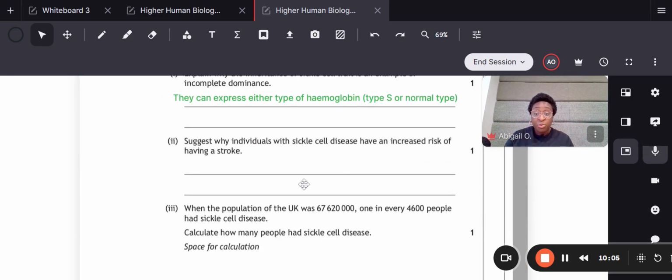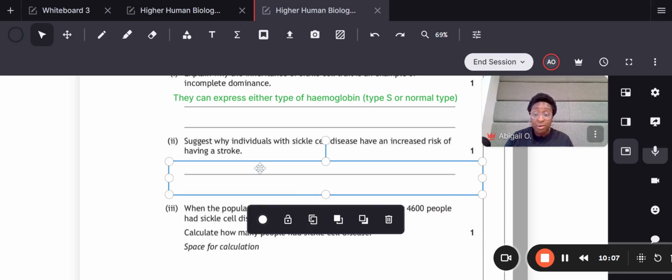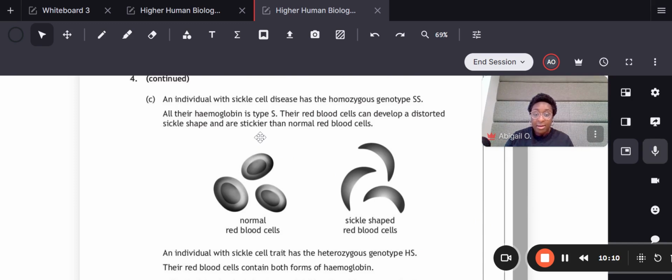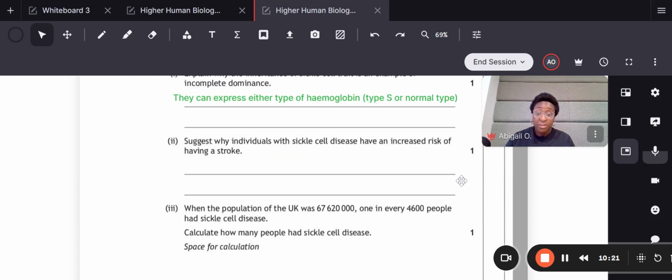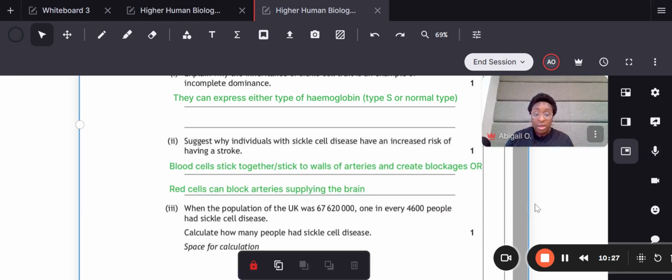Question II suggests why individuals with sickle cell disease have an increased risk of stroke. Well, they've told us in this question that when you have sickled hemoglobin or type S hemoglobin, it makes your red blood cells stickier than normal. That's a problem for forming clots. So the reason people with sickle cell disease have an increased risk of stroke is because you have an increased risk of your blood cells sticking together or sticking to the walls of your arteries and creating blockages. Or you could say that these red cells will stick together and block the arteries to your brain, which is what causes a stroke. So that's the reason why individuals with sickle cell disease have an increased risk of stroke.